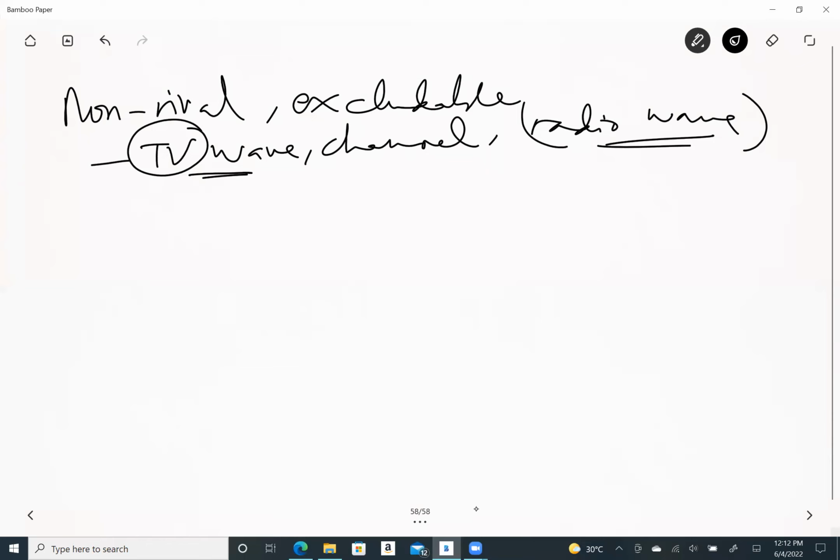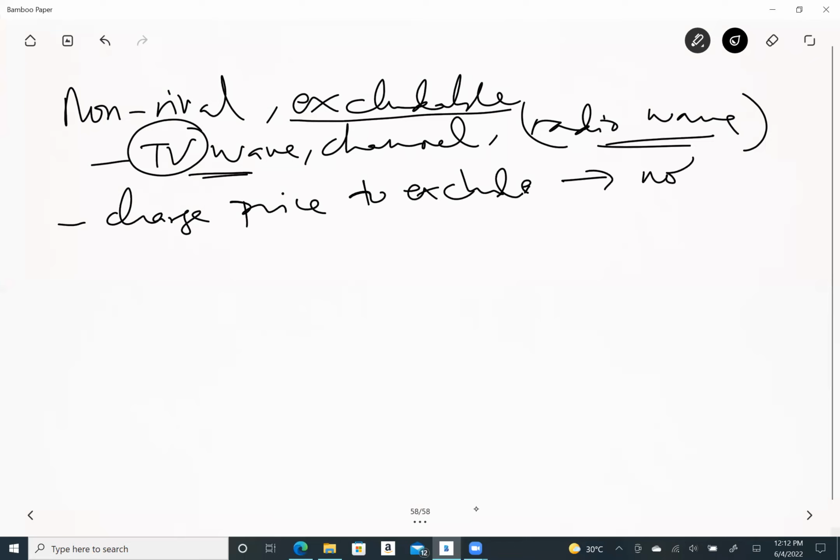But we can exclude people from consuming it. How do we exclude people from consuming the TV service, TV wave, TV cable? You charge a price. So you charge a price, you exclude people. So in this type of good, when you charge a price to exclude, and the good is non-rival, that will not be efficient.